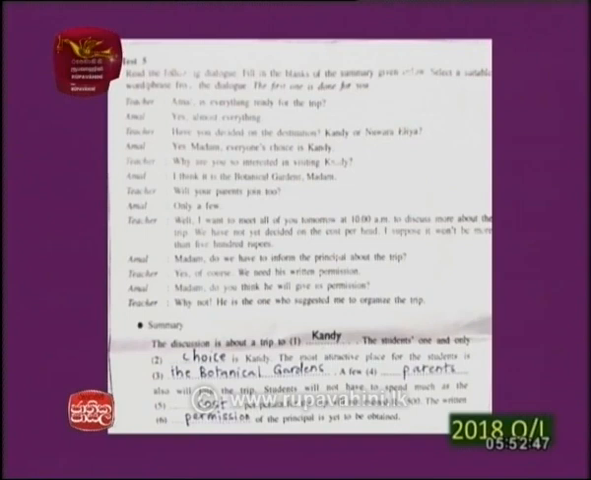Students will not have to spend much as the cost. That means the cost per person for the trip will not exceed 500 rupees. The written permission of the principal is yet to be obtained. It has not been received yet.